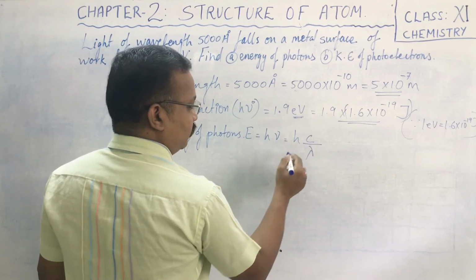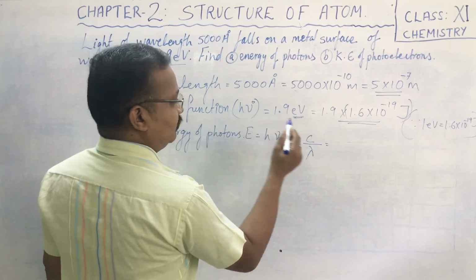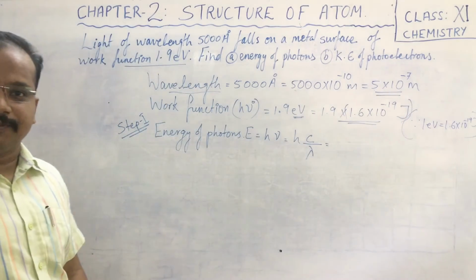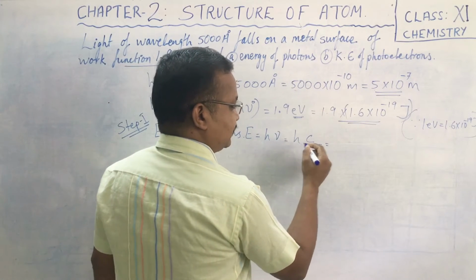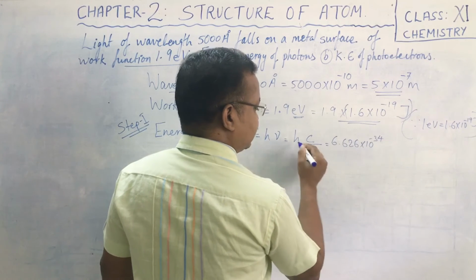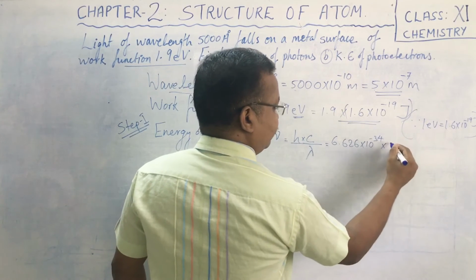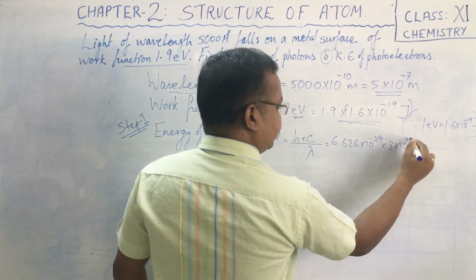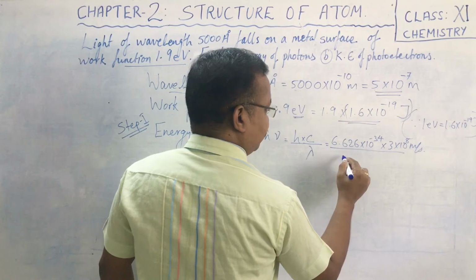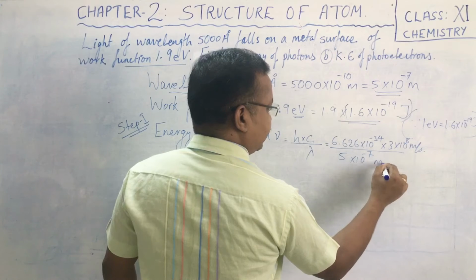Since we know c is the velocity of light, and lambda is 5 into 10 raised to minus 7 meter, the wavelength given in the question. By substituting, h is 6.626 into 10 raised to minus 34, that is our Planck's constant, into c, which is 3 into 10 raised to 8 meter per second, and lambda is 5 into 10 raised to minus 7 meter.